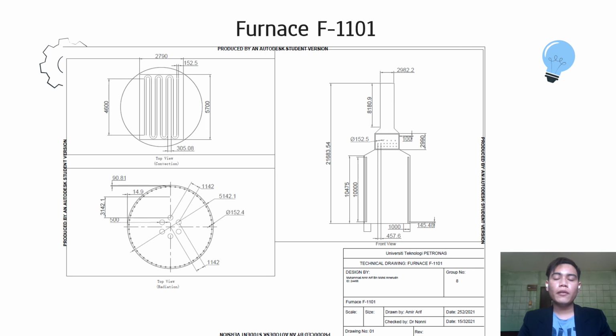This is the furnace F1101 technical drawing. For this drawing, we have the cross-section view from the side, the top of the radiation side, and also the top of the convection side. So this technical drawing specifies the dimension of each part of the view, such as the thickness, the distance between the burner and the wall, and many more.